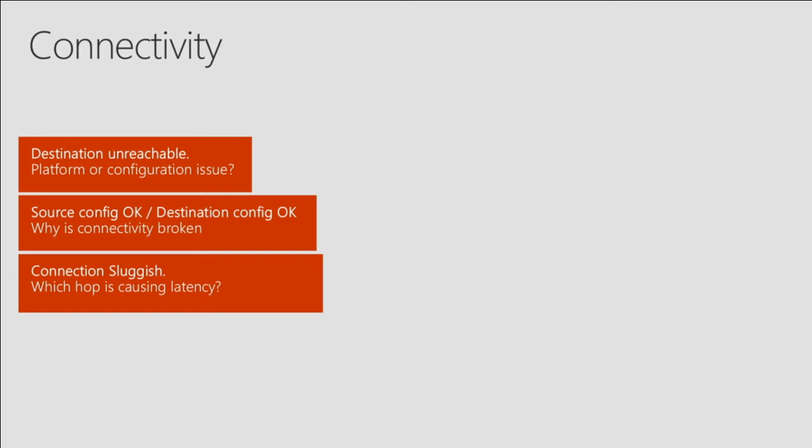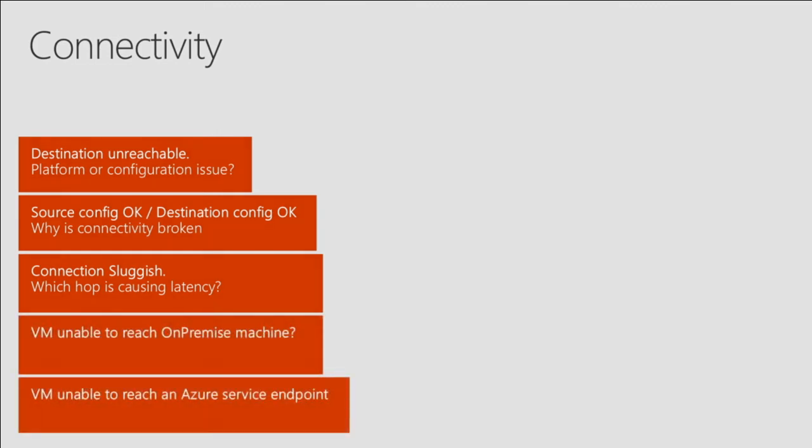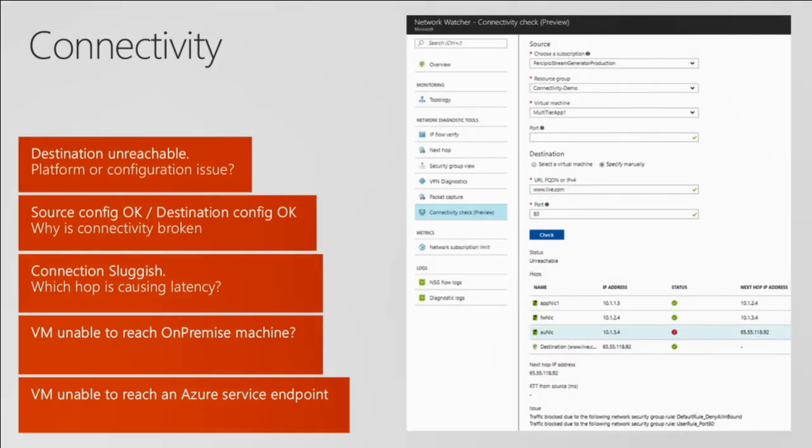Can I get to know which hop has a problem with the latency so that I can focus on that particular hop and try to optimize it? Now, the VM is unable to reach the machine, or it's unable to reach any Azure service endpoint. I've got a SQL instance that I want to reach. Can I do that?